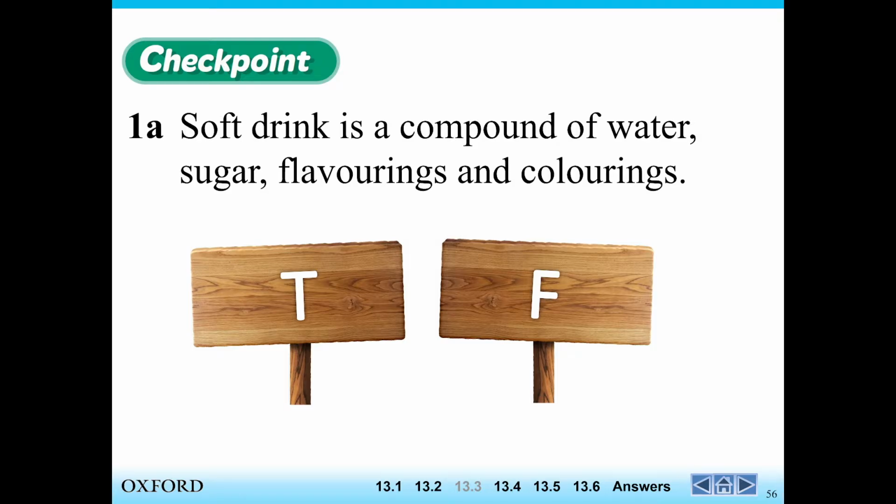First off, they're asking a question about elements, compounds, and mixtures. Soft drink is a compound of water, sugar, flavorings, and colorings. Is that true or false? Of course, this is false because it's a mixture of four different substances: water, sugar, flavorings, and colorings. It's a mixture, not a compound, because a compound is chemically joined together, but these four substances are just mixed together.